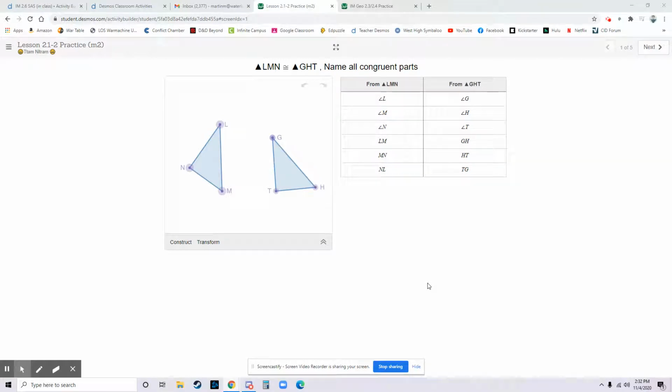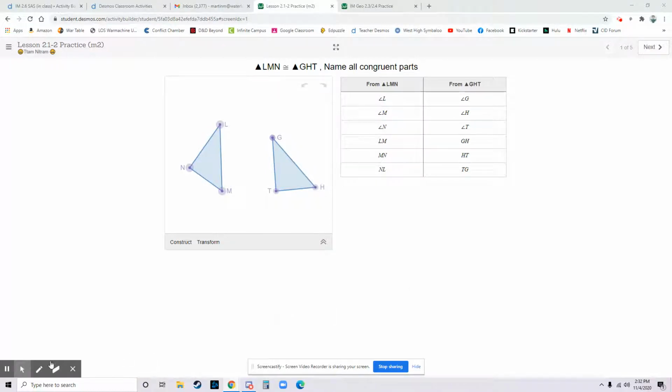Hey there, folks. It has occurred to me that I have not shared my answers to the homework problems in a little bit. So here I have the answers to the 2.1-2 practice and the 2.3/2.4 practice problems. You should obviously try them on your own first, but then compare my work to yours and see if you're on the right track.